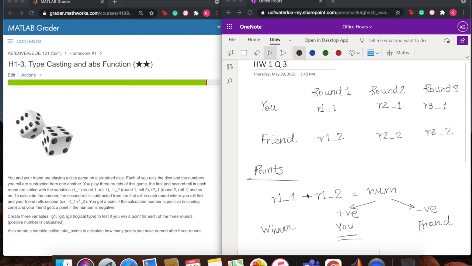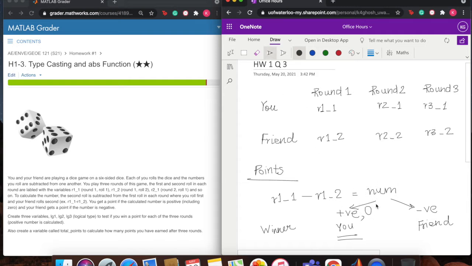To calculate the number, the second roll is subtracted from the first roll. So to gain points, the second roll, which is rolled by your friend, is subtracted from the first, which is always R1, and that is the round that you played. You get a point if the calculated number is positive, including 0, and your friend gets a point if the number is negative. So this is positive, comma 0.